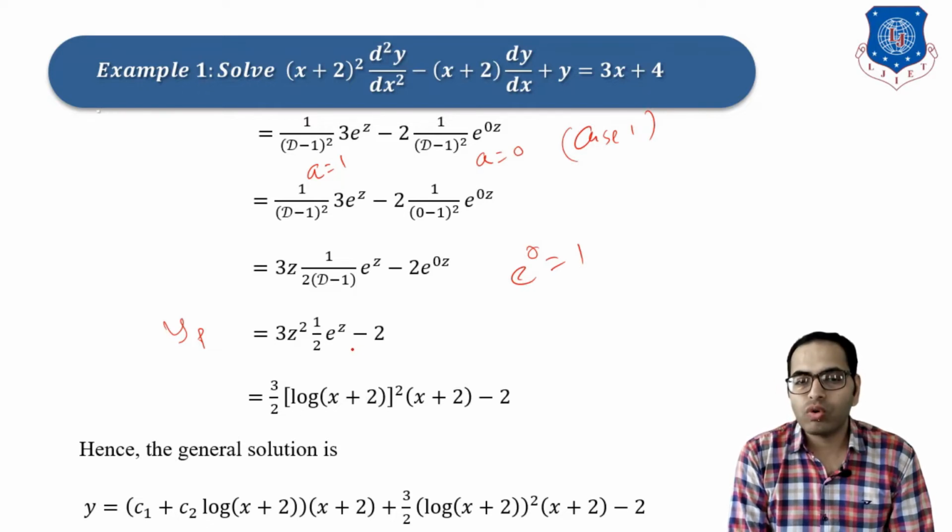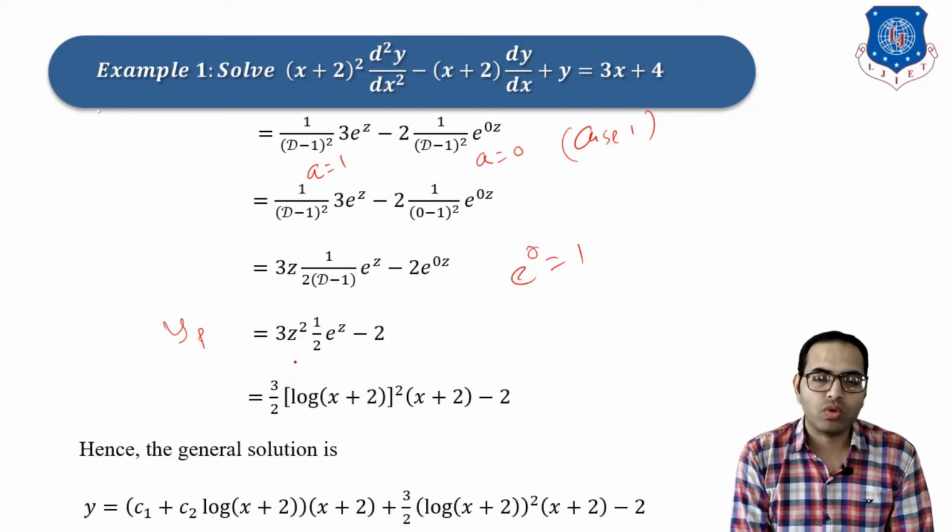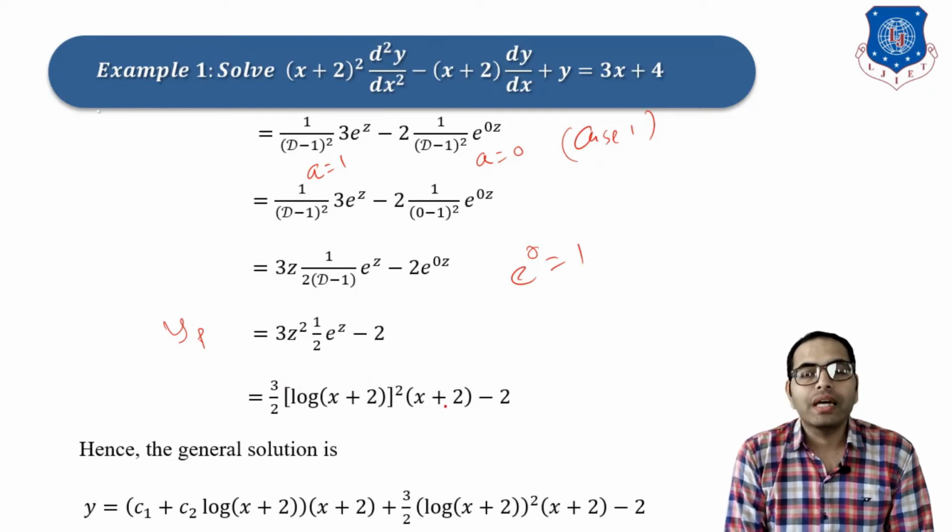For that, what we have to do? Obviously replace z as log of (x plus 2) and e raised to z as x plus 2. That will give you 3 by 2 (log of (x plus 2)) whole square into (x plus 2) minus 2. Now that is our equation number 2, which is yp.